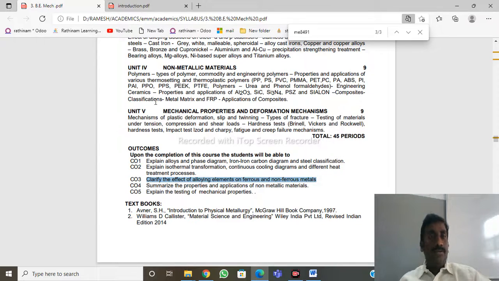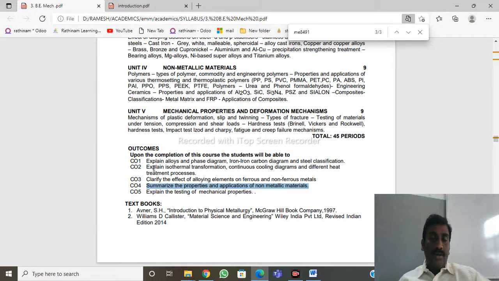Then unit four would be non-metallic materials. If we complete non-metallic materials, our students should be able to summarize the properties and applications of non-metallic materials. They should be able to classify what all the non-metallic materials are there, see their properties, and depending upon the properties, choose the applications. So these are all the things that can be done by our students.